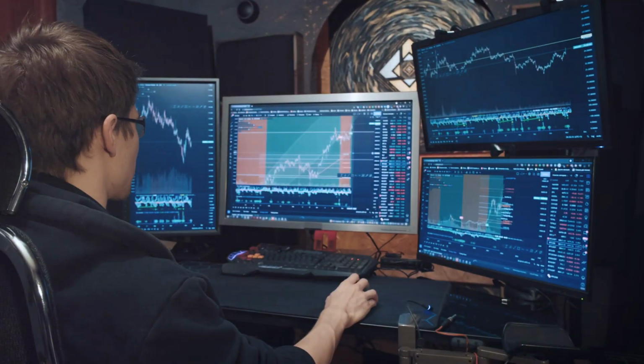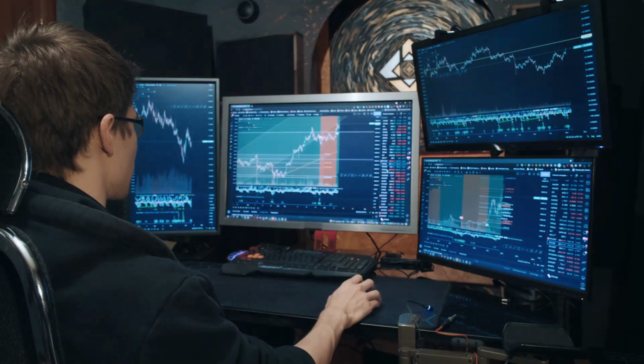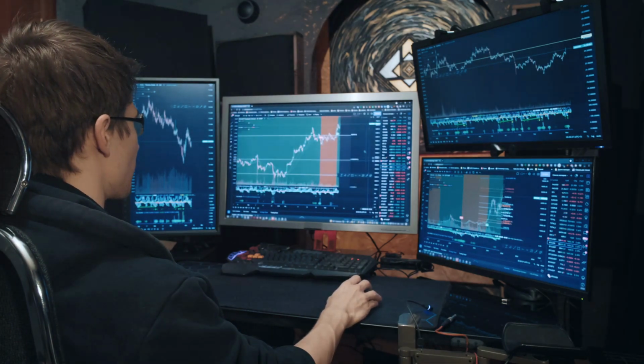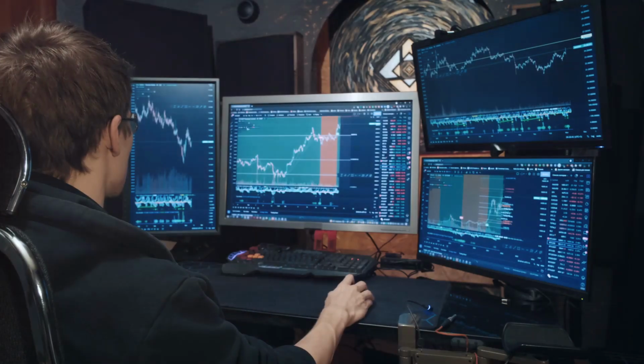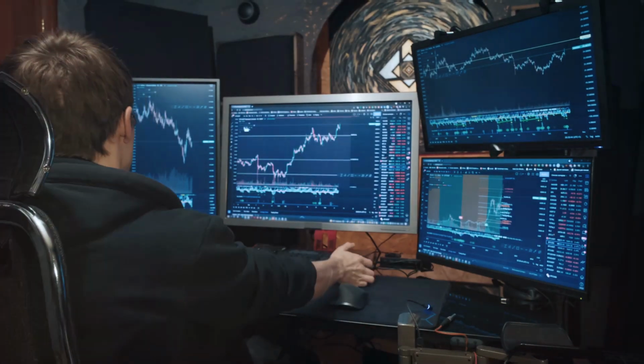Trend following. When the price rides along the upper band, it can signal a strong uptrend. Conversely, when the price consistently touches or rides the lower band, it indicates a strong downtrend.